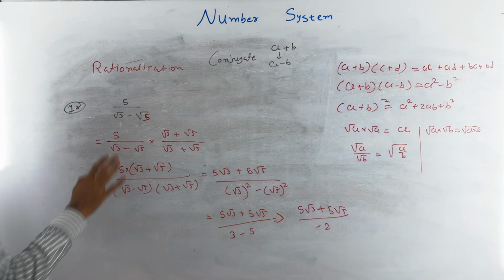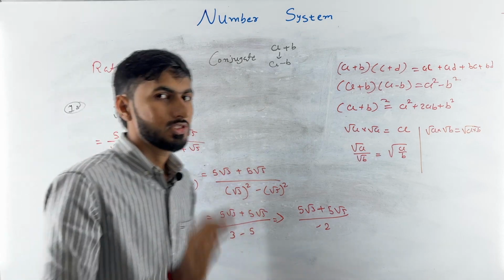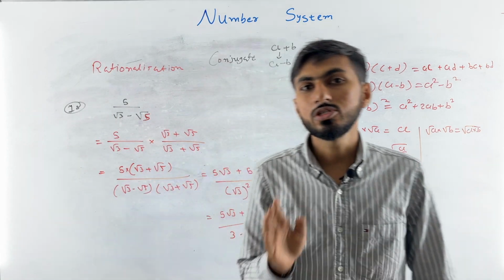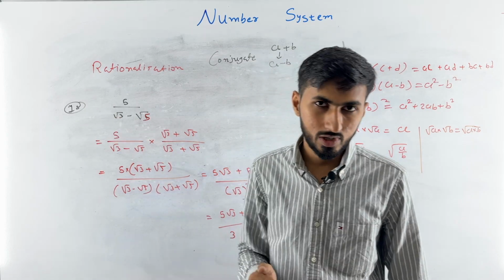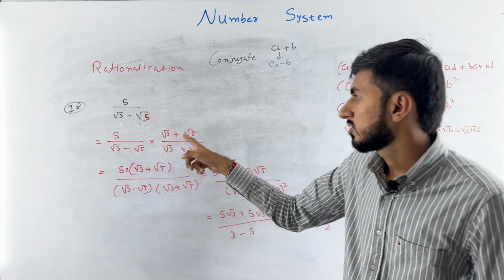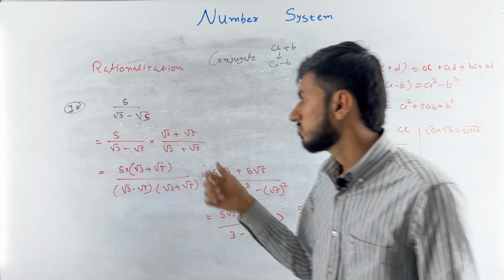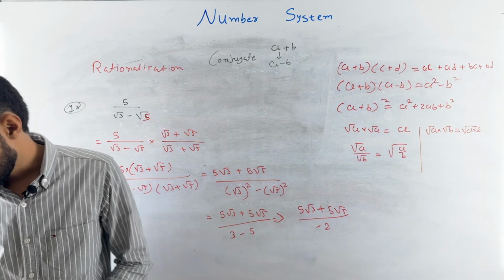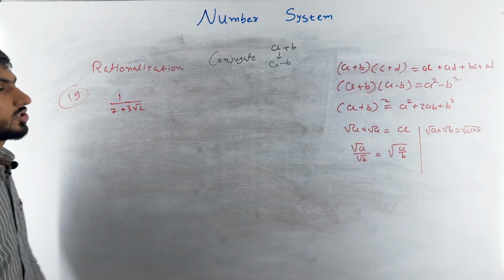The method is that you have to multiply and divide by the same number. If the denominator is a monomial, you just multiply and divide by the same number as given in the denominator. If the denominator is a binomial, you rationalize with the conjugate of that number, that is, you just change the sign of that number. Now this is example number 19: 1 upon 7 plus 3 root 2.